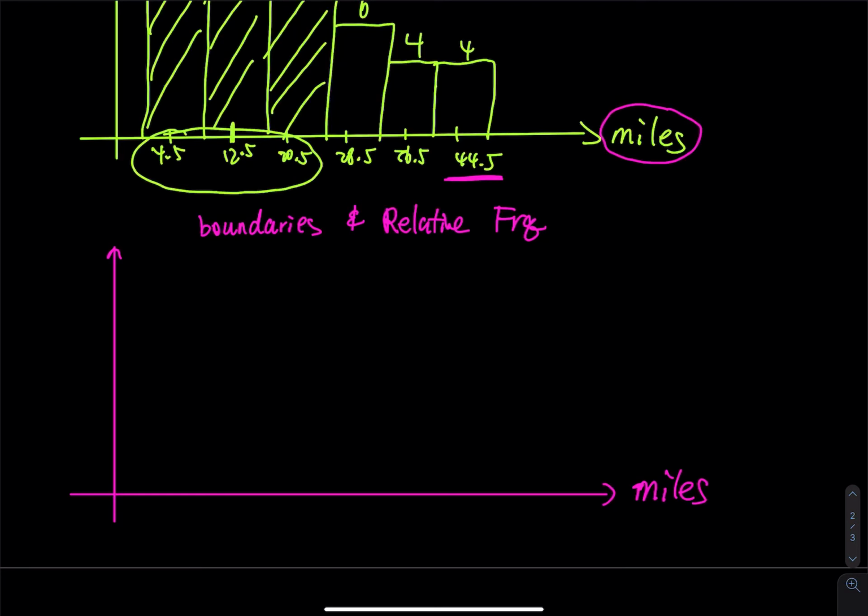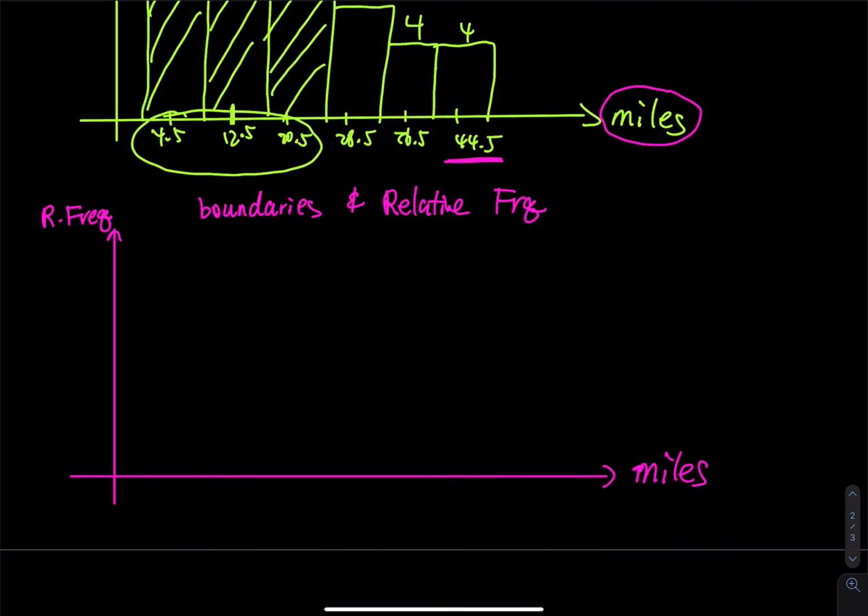And then this is relative frequency. So that means they are all in fractions. So the boundaries, we have 0.5, 8.5, 16.5, 24.5, and then 32.5, and then 40.5, and then 48.5.